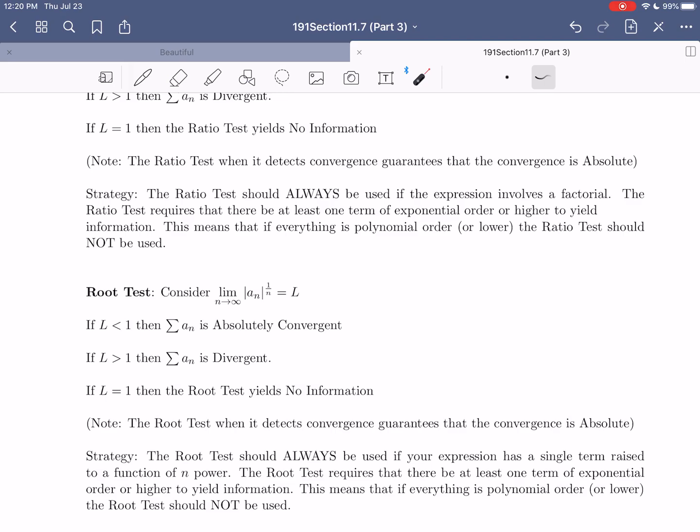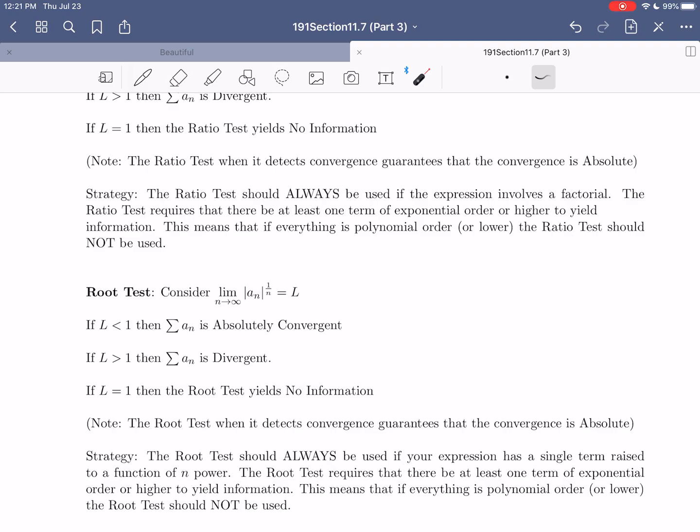The root test can also be used as long as there's at least one term of exponential order or higher. So something that's exponential, factorial, n to the n, any of those types of things, then you can also use the root test. Once again, though, if everything is polynomial order, so if you just see n cubed and n squared and n all throughout your expression, then the root test should not be used because it's going to yield no information. It can't detect anything.